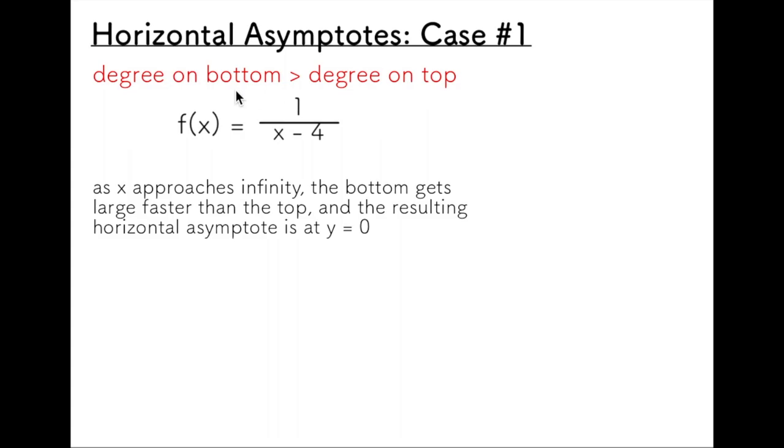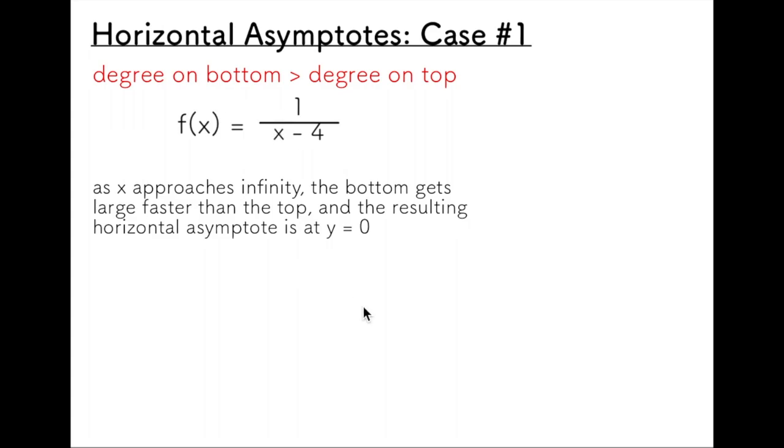So horizontal asymptotes result from two cases. The first one is when the degree on the bottom is greater than the degree on the top. For example, if we look at this function here, the degree on x in the denominator is 1, and on top it doesn't appear that we have an x term visible, but remember there is sort of an x to the power of 0 here. Remember, x to the power of 0 is just 1, and so you can see here the degree on top is actually 0. So I do have a higher degree on the bottom than on the top.